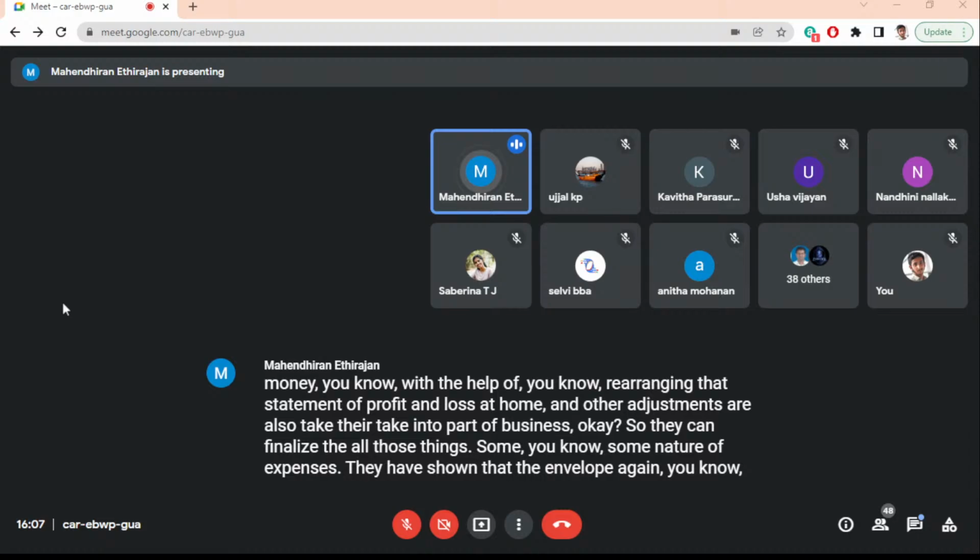Can you follow what I'm saying? So these are new things for you. So changes in working capital is equal to current assets minus current liabilities.